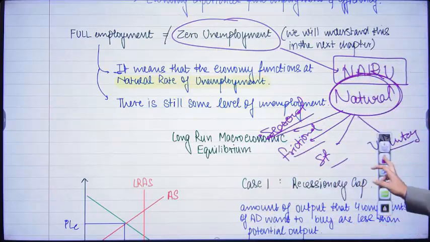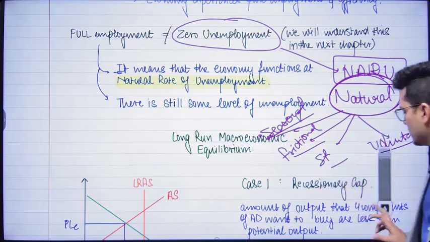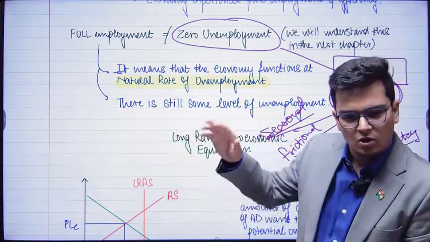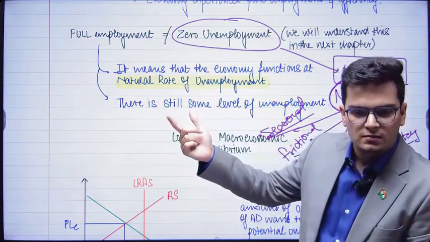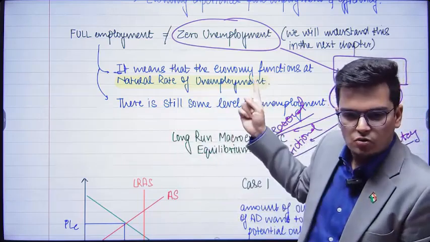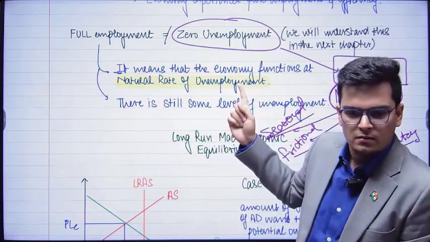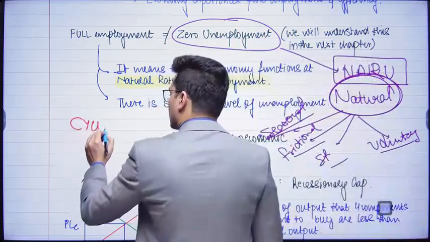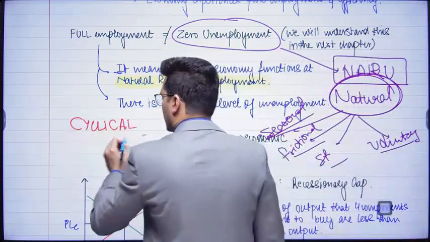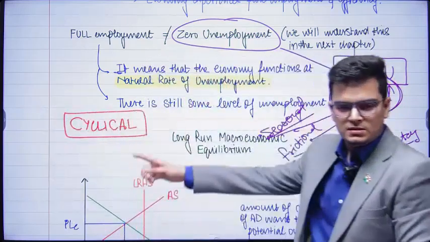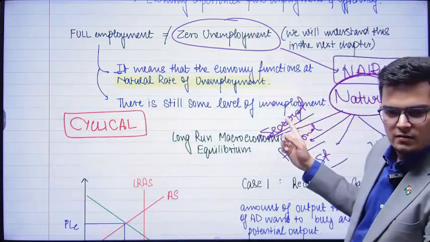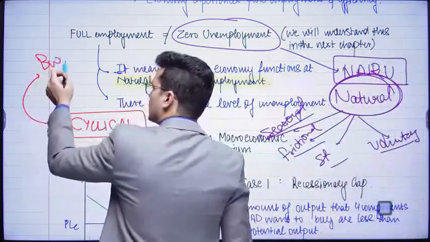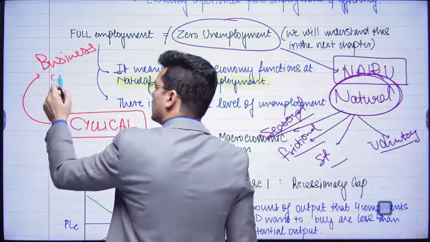But there was another rate of unemployment, right? एक और unemployment का rate था, वो कौन सा था? Which was not included in natural rate? Cyclical. Cyclical rate of unemployment also we have read. Cyclical rate of unemployment समझने के लिए we had to understand business cycle.